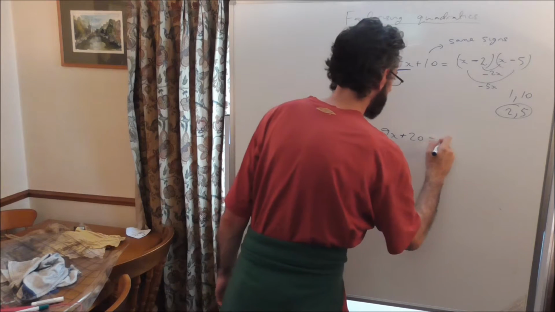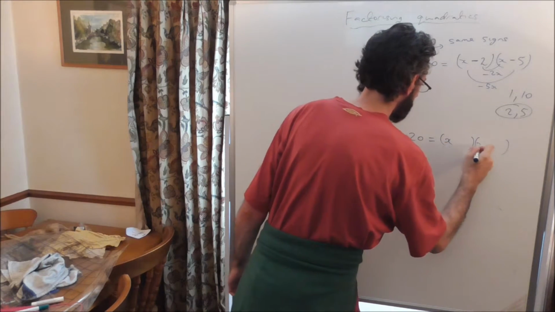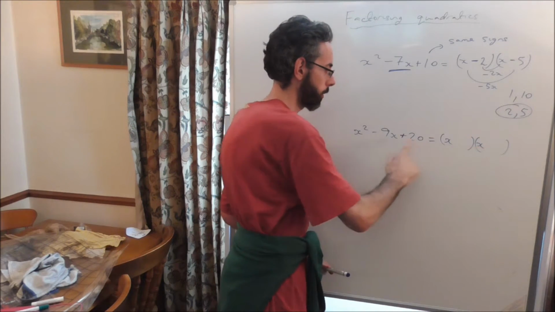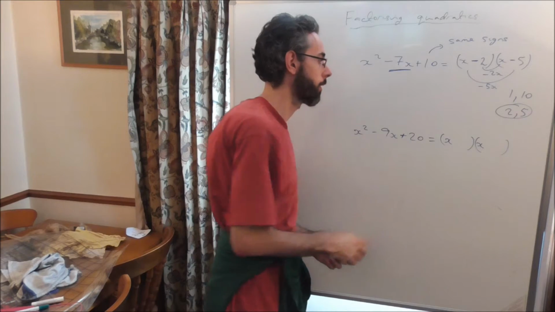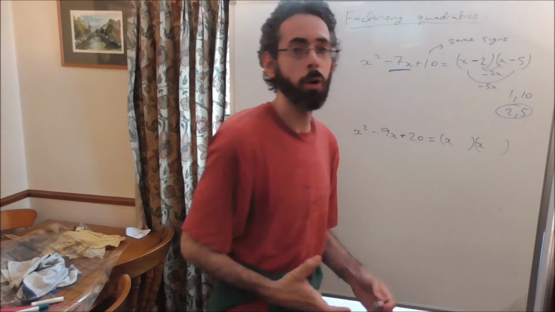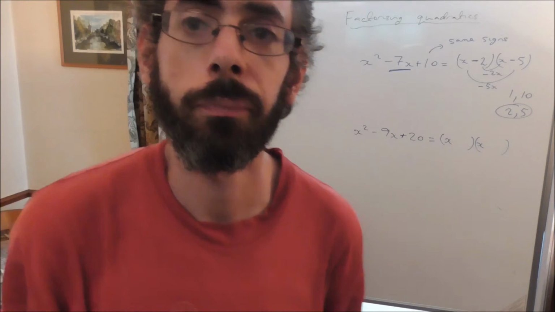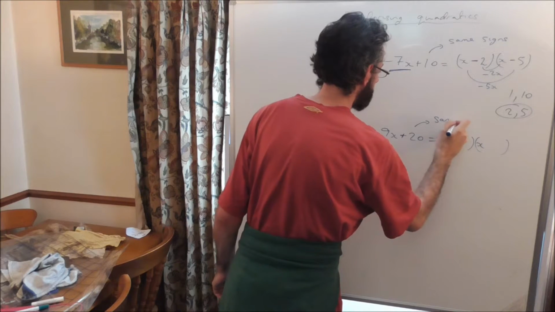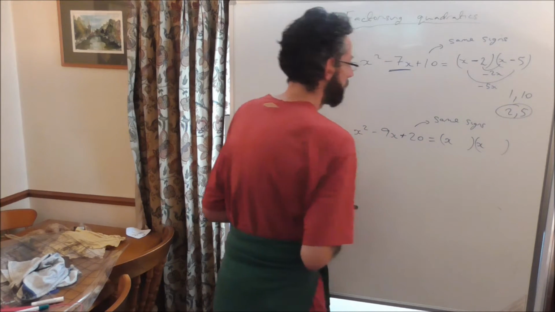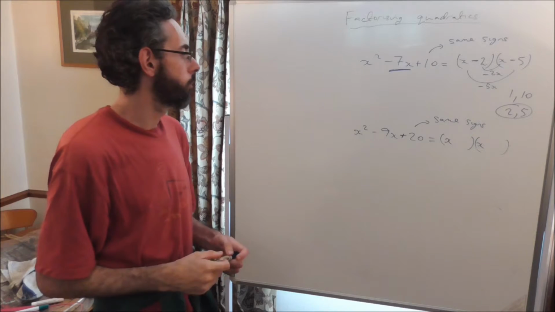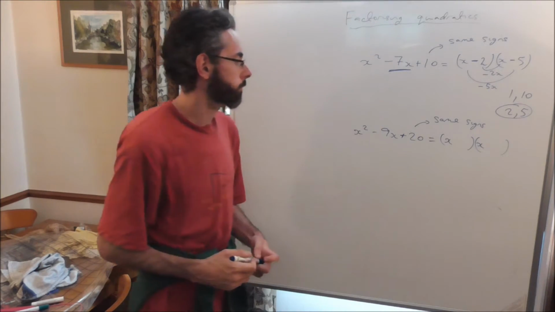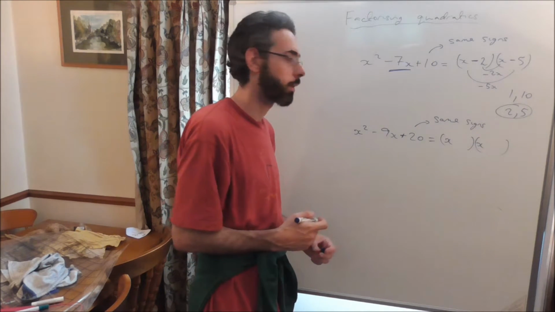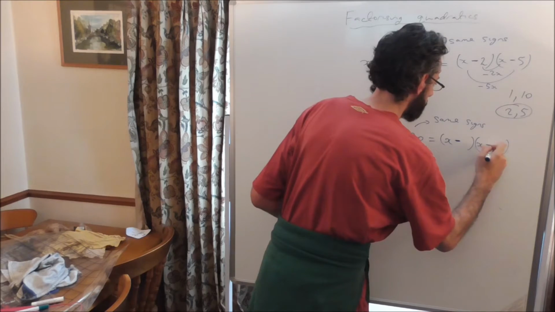So double brackets, x and x as usual. And this time we're looking for a pair of numbers in the brackets with a product of 20. Again, a positive number. That means that the numbers in the brackets must either both be positive or both be negative. So again, the two numbers in the brackets must have the same signs. And we've got minus 9x here. So they can't both be positive, because you wouldn't be able to get minus 9x when you expanded the brackets. They've got to both be negative. So we'll put the signs in straight away.